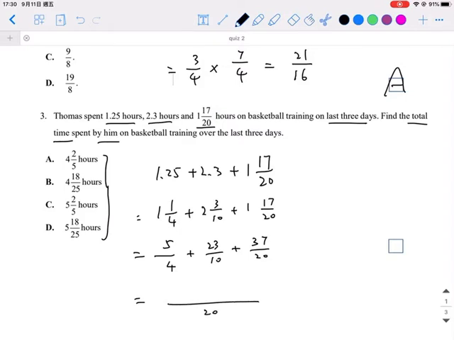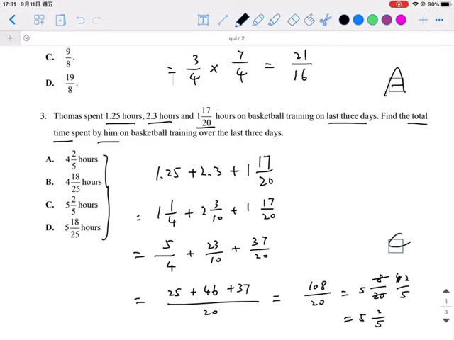So multiply by 5, that means 25, and 46 and 37. So the final solution should be 108 over 20, right? And the answer is 5 and 8 over 20. After simplification, we should divide by 4, 2 and 5, right? So that means 5 and 2 over 5. So the answer is C.